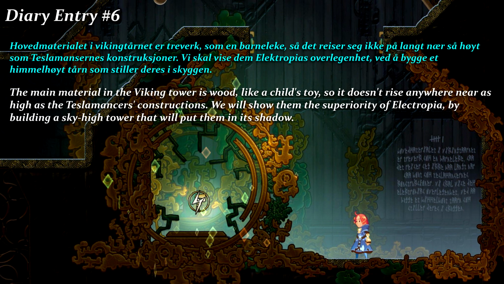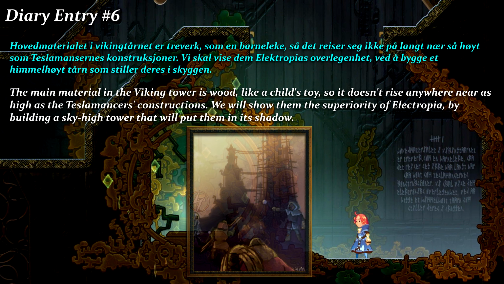Entry 6. The main material in the Viking tower is wood, like a child's toy, so it doesn't rise anywhere near as high as the Teslamancers' constructions. We will show them the superiority of Electropia by building a sky-high tower that will put them in its shadow.